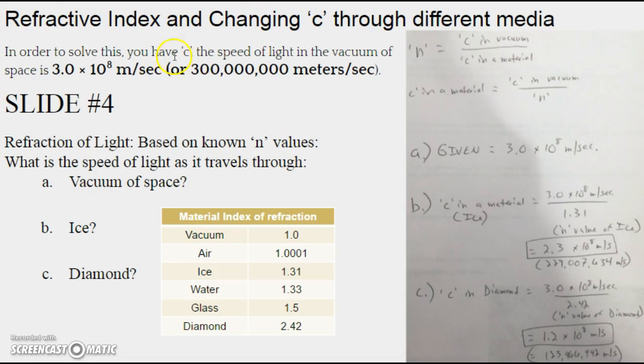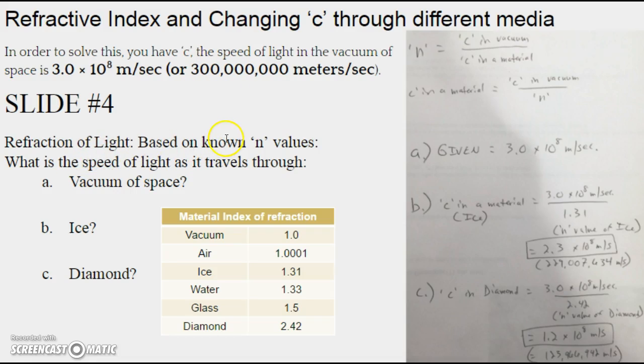In order to solve this, you have c, the speed of light in a vacuum of space, is 3 times 10 to the 8th meters per second, or 300 million meters per second. That's the same as 300,000 kilometers per second, and that's the same as 186,282 miles per second. But we'll go with meters per second. We get a better way in which we can calculate numbers. We can see the difference between them.